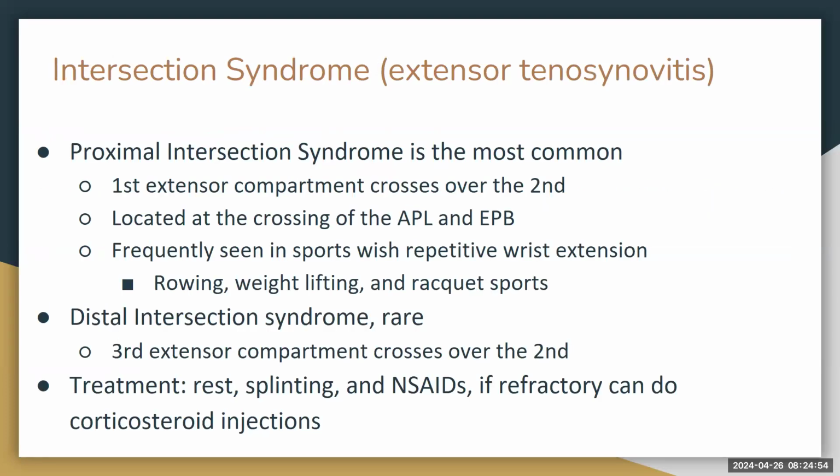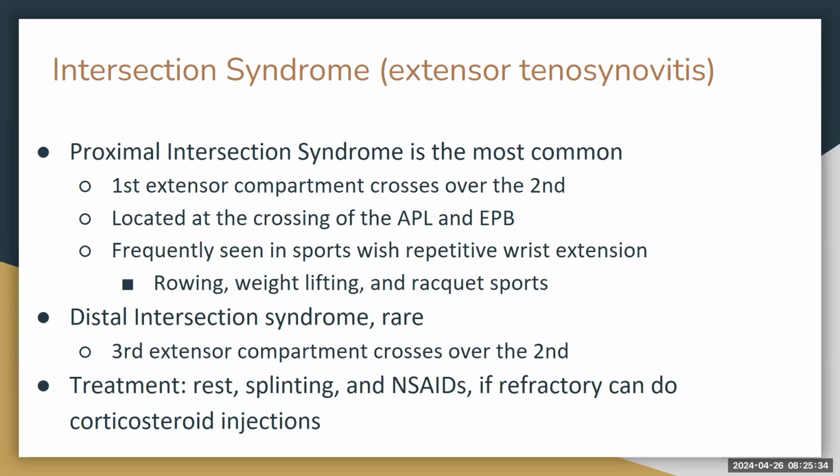Intersection syndrome. So there are 2 separate types of this. The most common is the proximal intersection syndrome. This is the first extensor compartment crossing over the second extensor compartment, located at the crossing of the APL and the EPB. Frequently seen in sports with repetitive wrist extension, rowing, weightlifting, and racket sports. The distal intersection syndrome is a little bit more rare, but that's the third over the second. So the proximal, or the first one you get to, is the first over second, and the distal, or the second one you get to, is the third over the second.